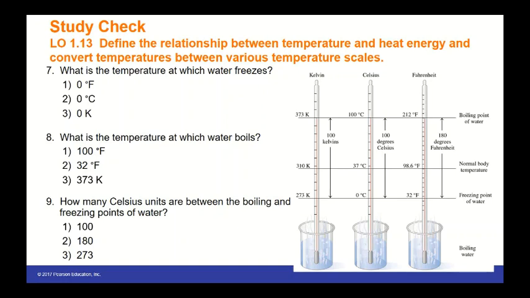What is the temperature at which water freezes? Use these thermometers to help you. Zero degrees Celsius. Here we go. What is the temperature at which water boils? If we look here, we see that water boils at 373 kelvins. How many Celsius units are between the boiling points and freezing points of water?